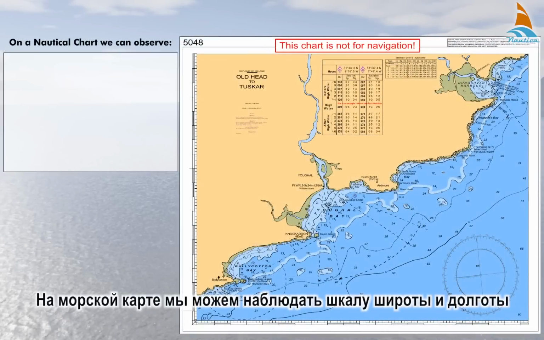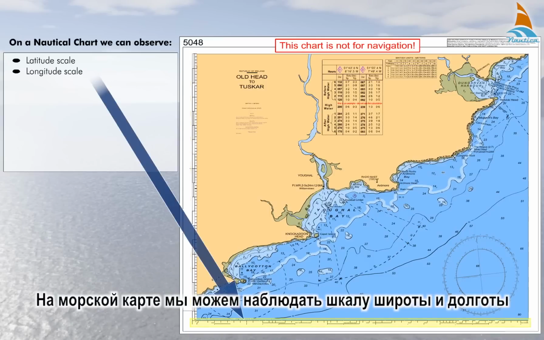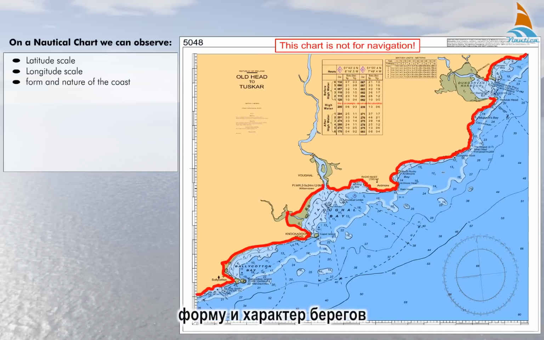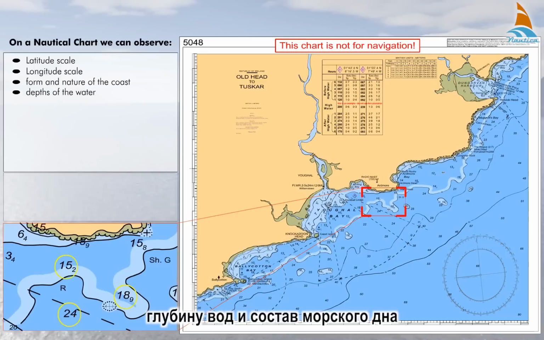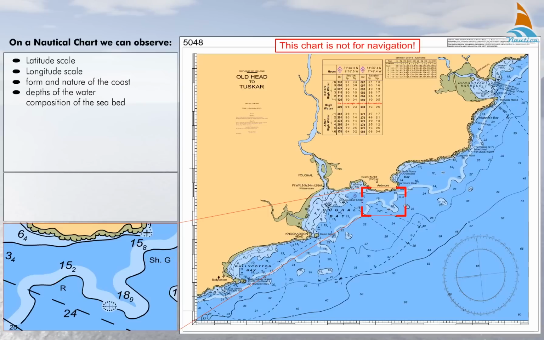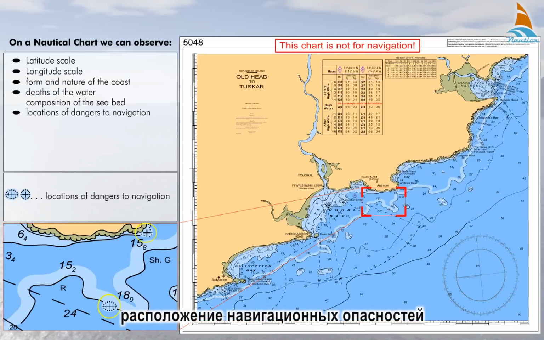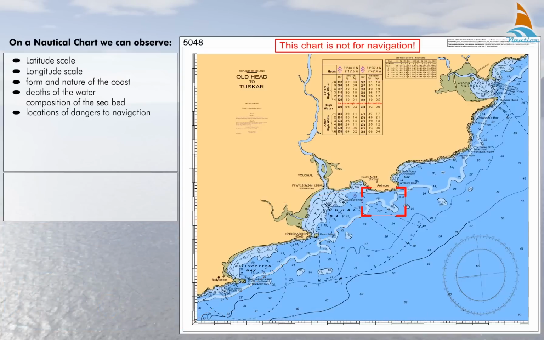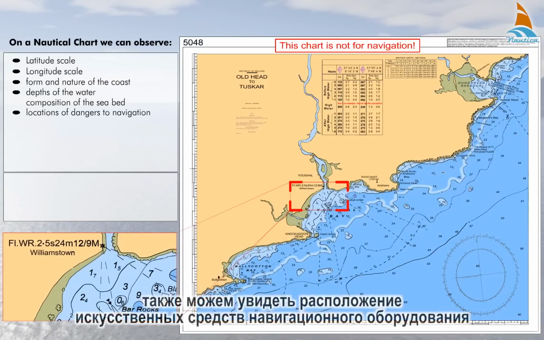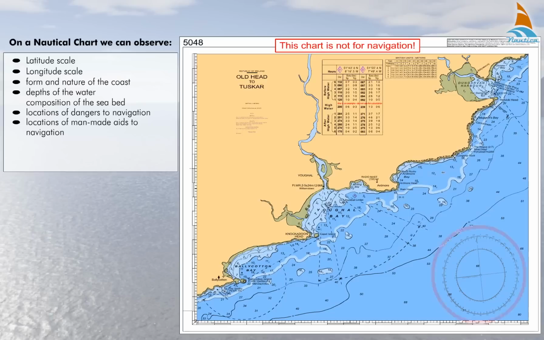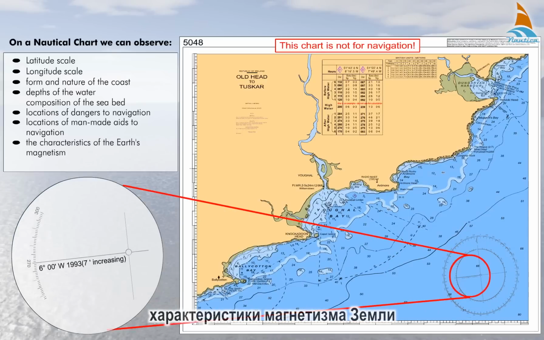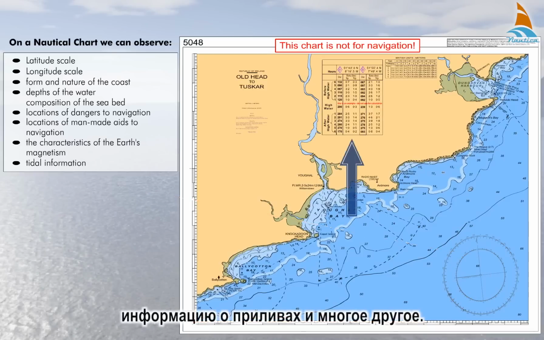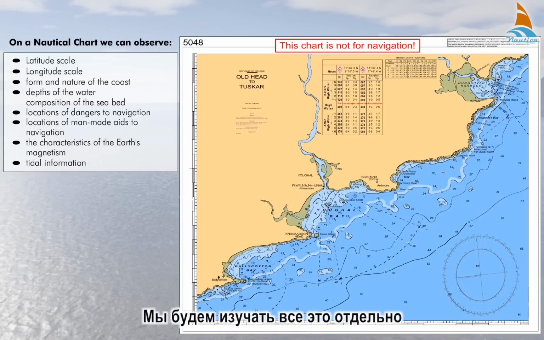On a nautical chart, we can observe the latitude and longitude scale, the form and nature of the coast, the depths of the water and composition of the seabed, locations of dangers to navigation. We can also see locations of man-made aids to navigation, the characteristics of the Earth's magnetism, tidal information, and much more. We'll study all of these individually.